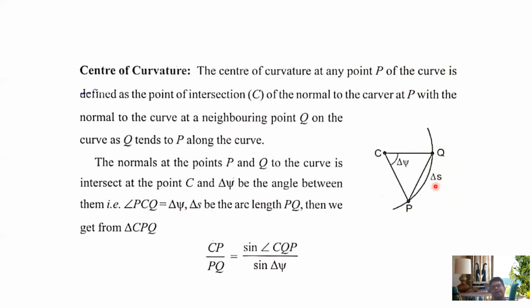Del S is the arc length PQ. Then we get the triangle CPQ. CP by PQ is equal to sine of angle CQP by sine del psi. So center of curvature means the point of intersection of the normal to the curve at P with the normal to the curve at the neighboring point Q on the curve as Q tends to P along the curve.